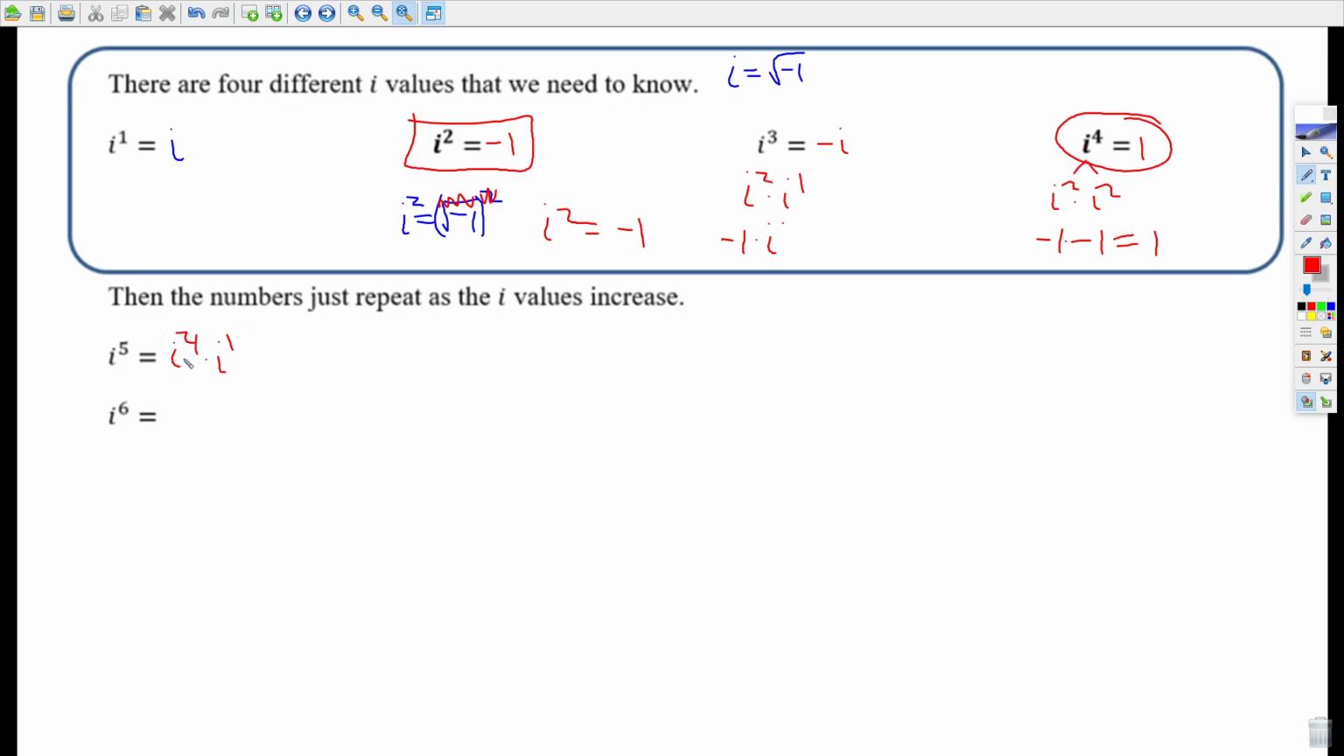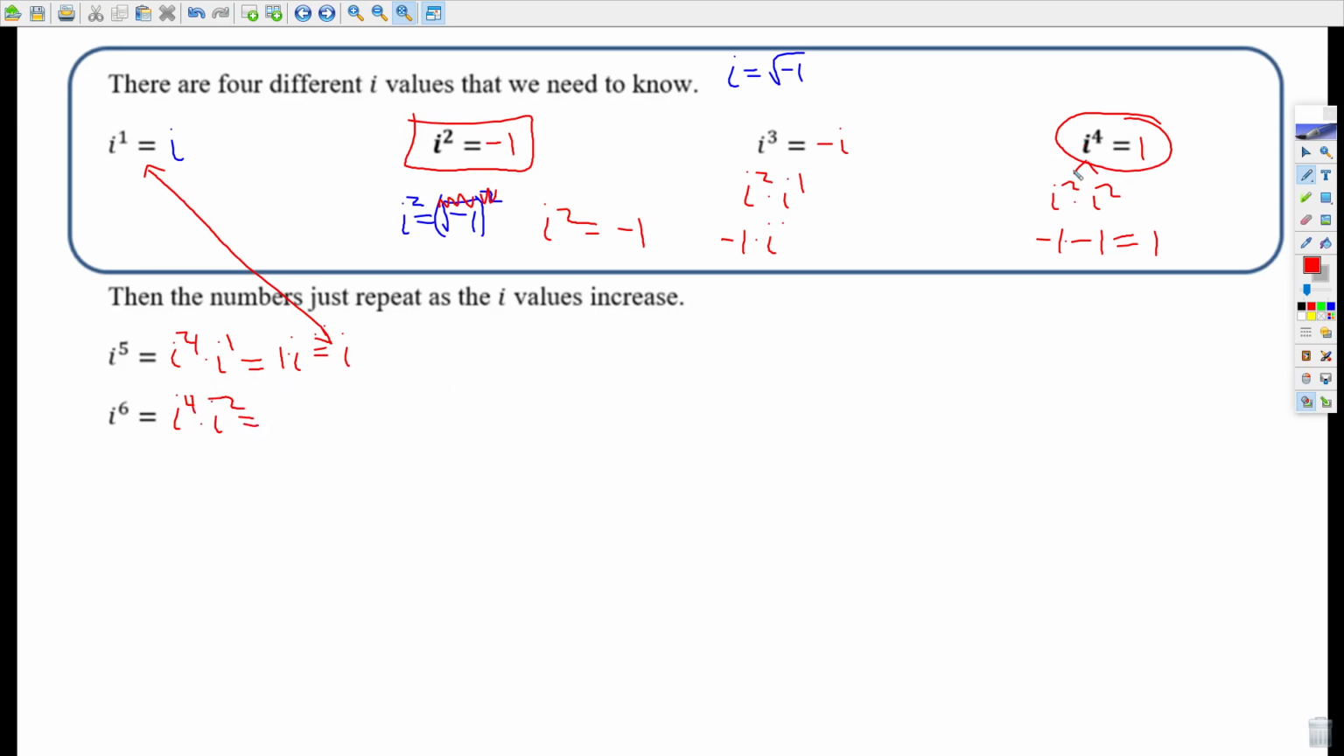So you have 4 plus 1, which is 5, right? We already know i to the fourth is 1, and we know i to the first is just i. So 1 times i is i. Interesting. So i to the fifth is the exact same answer as i to the first because of the way this simplifies. Let's try i to the sixth. I'm going to do this again. I'm going to separate into 4 and 2. So i to the sixth would be the same thing as i to the fourth times i squared.